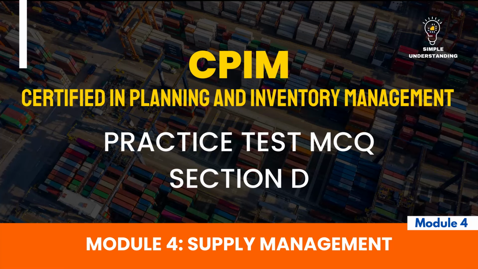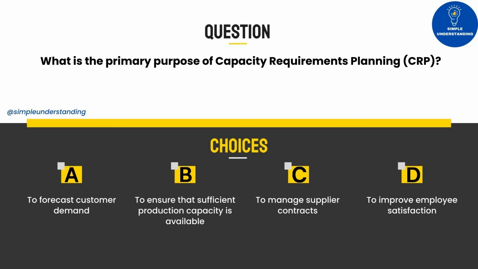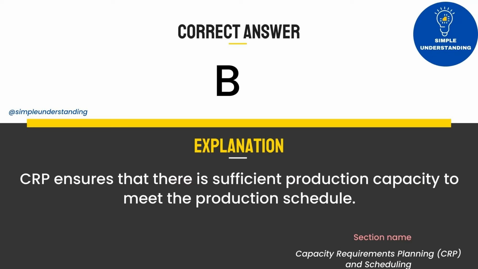Section D Practice Test. 1. What is the primary purpose of Capacity Requirements Planning, CRP? A. To forecast customer demand. B. To ensure that sufficient production capacity is available. C. To manage supplier contracts. D. To improve employee satisfaction. Correct answer, B. Overall explanation: CRP ensures that there is sufficient production capacity to meet the production schedule.